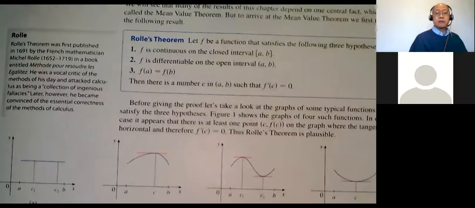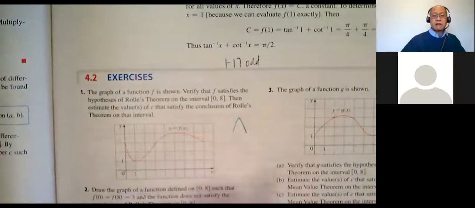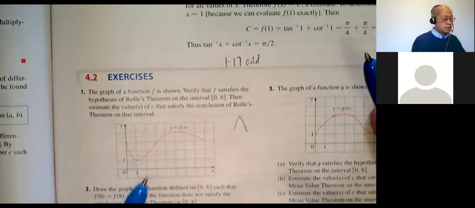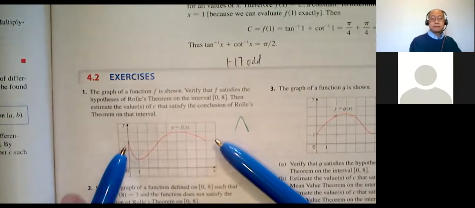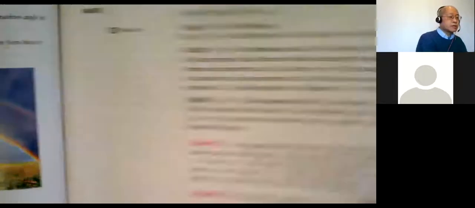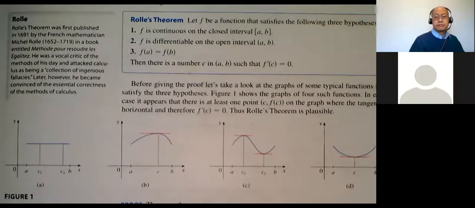And the third hypothesis given, number 3, f of a equals f of b, same height, 0 and 8. Do we have the same height at 0 and at 8? 1, 2, 3, 4, 5, 6, 7, 8. Yes, same height. Okay. So what can we conclude? Somewhere between 0 and 8, the derivative is 0.